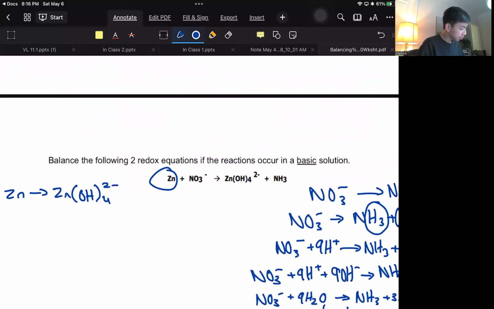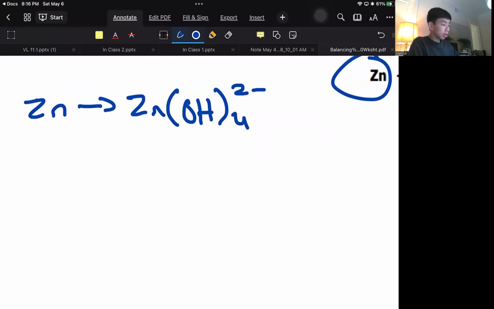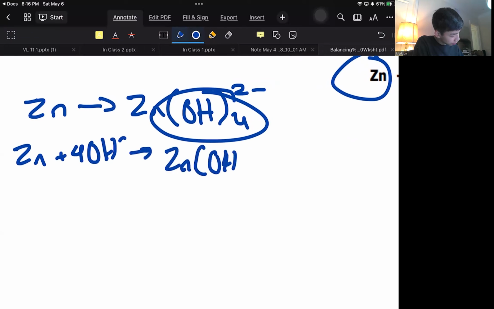Now to this side. The reason why I wanted to start with the second equation, not the first one, was because this one, as you can see here, already has hydroxides. So we can just add hydroxides to the other side. There's 4 hydroxides here, so we can just add 4 hydroxides to the other side: Zn plus 4 hydroxides goes to Zn(OH)4 2 minus.